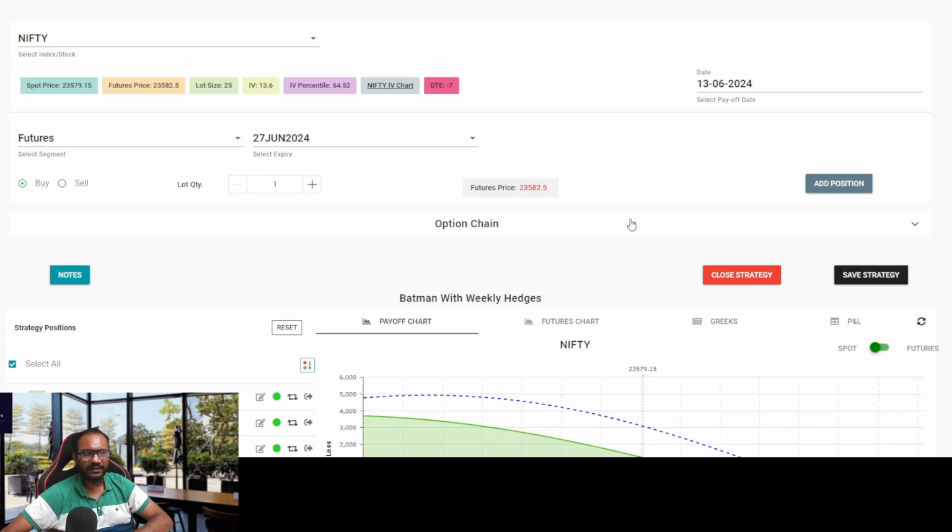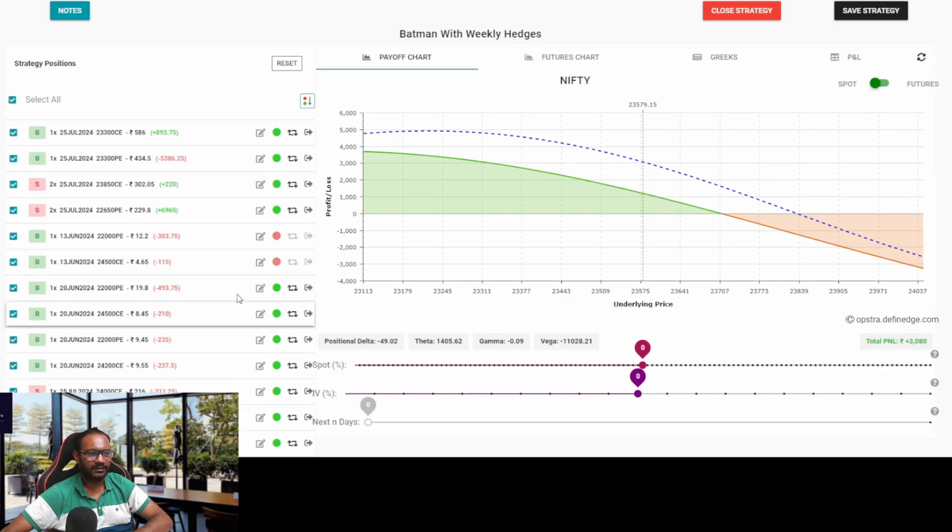So here we are in Batman weekly edges. So what are the things that got closed? This was the 13th edge which was closed. You can see the red button over here, it is closed. Now there were four legs that got closed: 22,000 PE, 24,500 CE, 22,000 PE, and 24,200 CE. All these expired worthless. So first let's close that out.